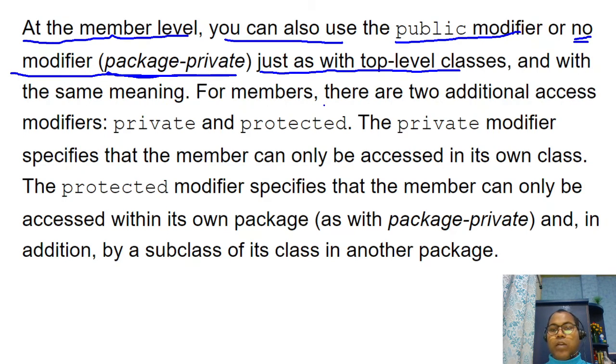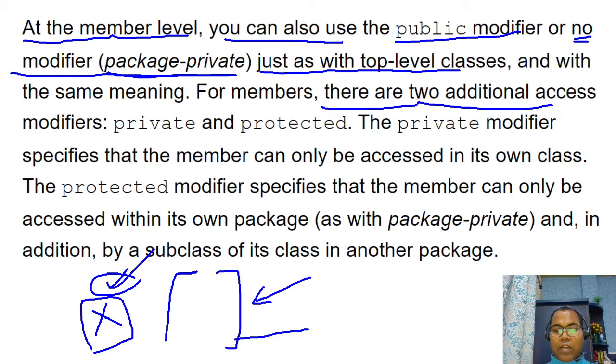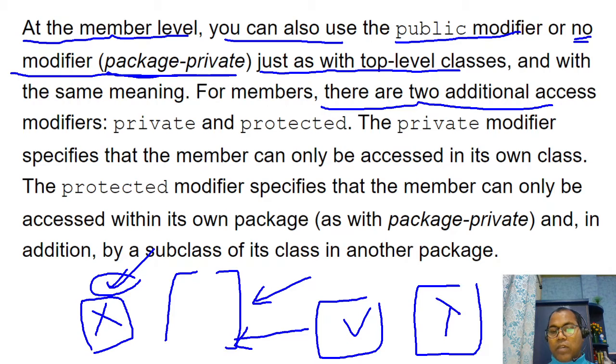So for members, there are two additional access modifiers. First, at the top class level, we have a modifier. Your class level may be public, or you cannot specify any access modifier. If you are specifying the public access modifier for the class level, then this class is visible anywhere. And if you're not specifying any modifier at the class level, then this class is only accessible in the specific package where it is defined. Other packages are not able to access the particular class.